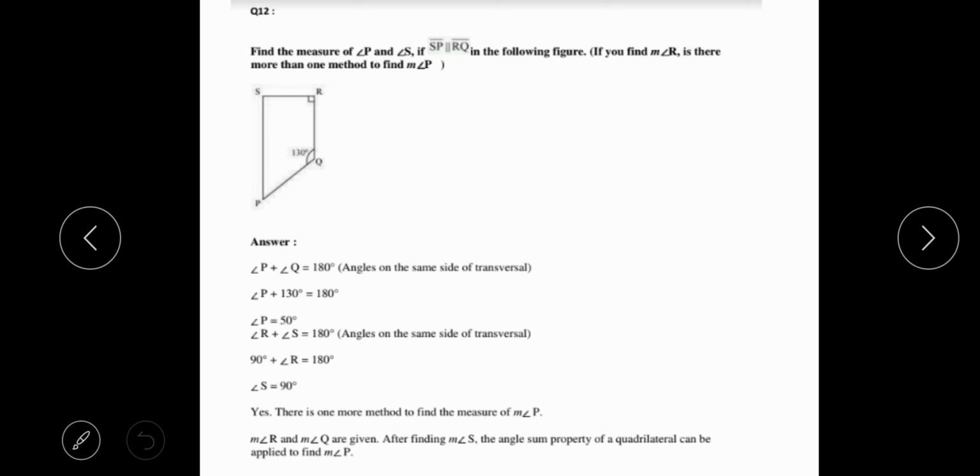There is one more method by which we can find the measurement of angle P, because they are asking is there any more method to find the measurement of angle P? Yes, by using the sum of interior angles of a quadrilateral. So by using the sum of interior angles and the property of a quadrilateral, we can calculate this angle.